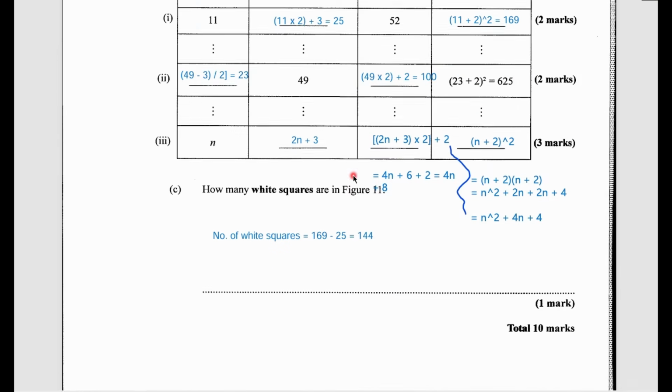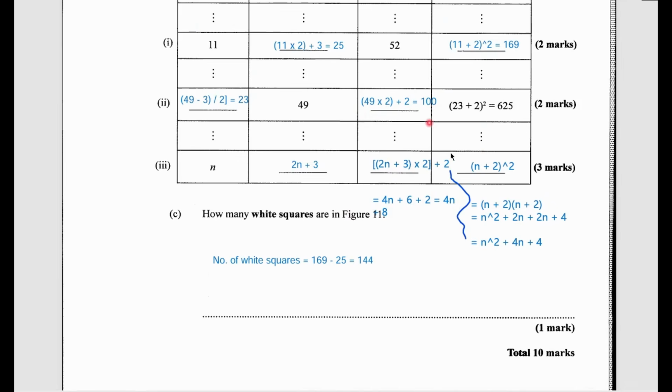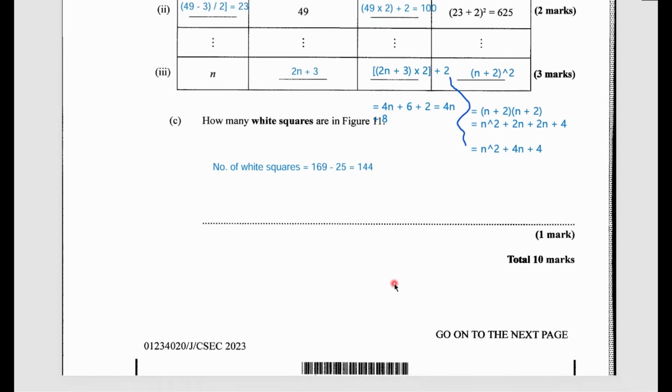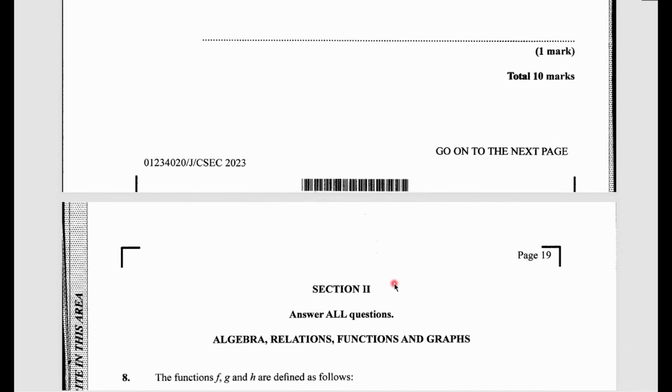So the question was a little tricky, I think, coming near the end. And this is where with practice we get better, right? Get better at seeing these things.